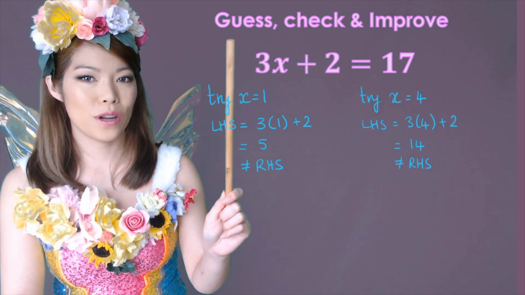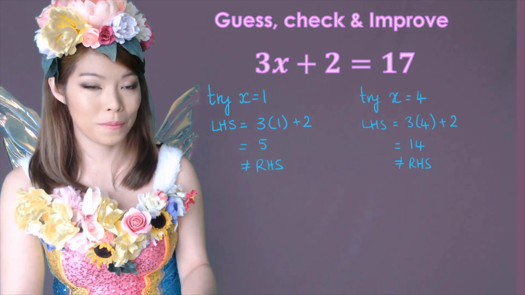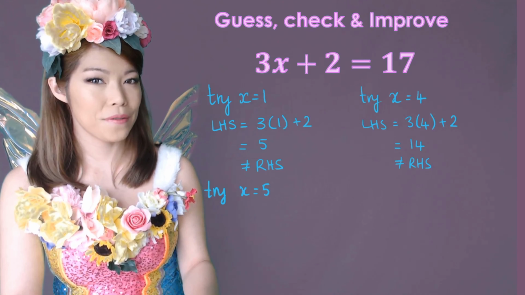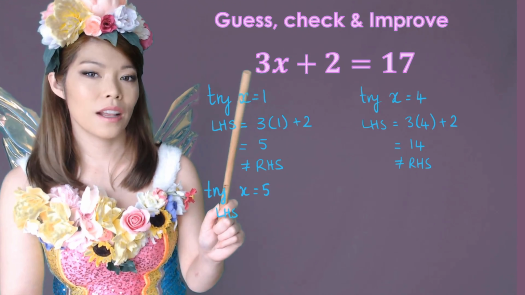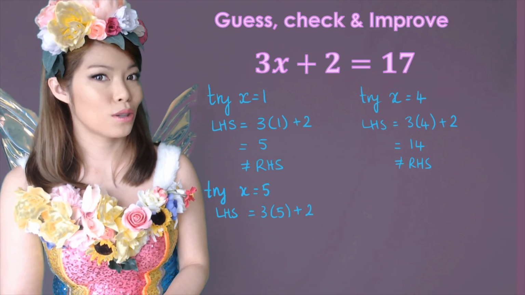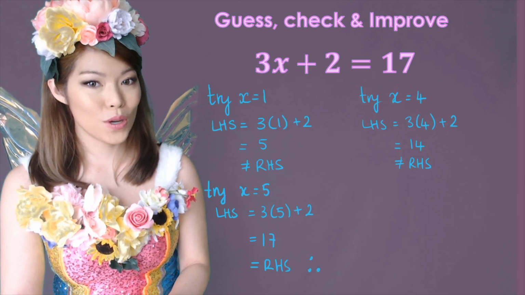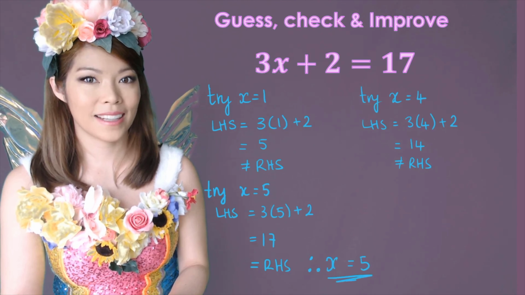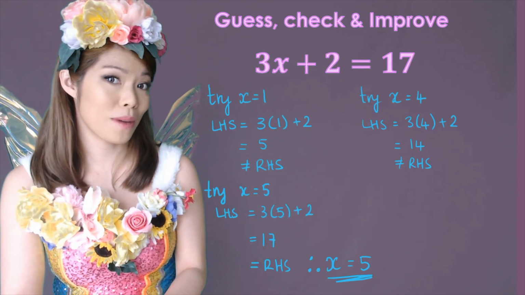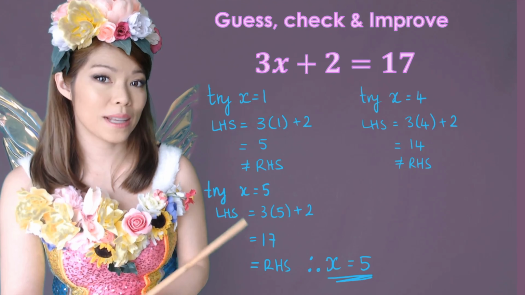So I hope you can see what we're doing. Guess, check, and then if it's wrong, improve. So let's try a little bit bigger this time, maybe x equals 5. So again, left-hand side, we're checking 3 times 5 plus 2. 3 times 5 is 15, plus 2 is 17, which is equal to the right-hand side. So we're good. We know that the solution is x equals 5. So that's the guess, check and improve method. Sometimes you might get lucky and guess the right number straight away, but you also always have to check.